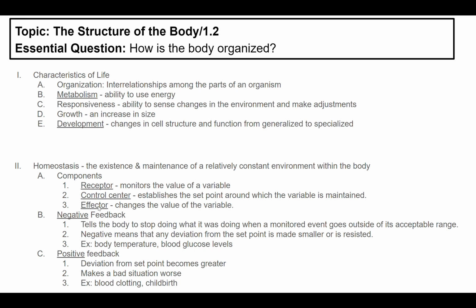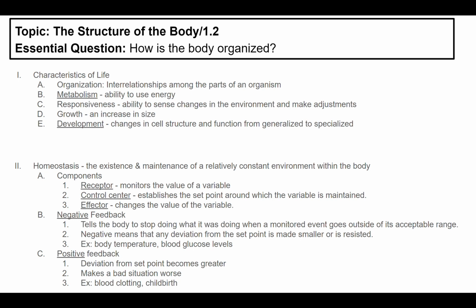And then the effector is the thing that's going to change the variable. So if your pH is either too high or too low, your control center is going to have something happen to bring it back into its normal set point. So those are your three parts that must be there for any type of homeostatic mechanism. Now there are two types of homeostatic feedbacks that exist in the body. The first one is a negative feedback system, and this is the most common type in your body. Most of the feedback mechanisms you have are of the negative type.